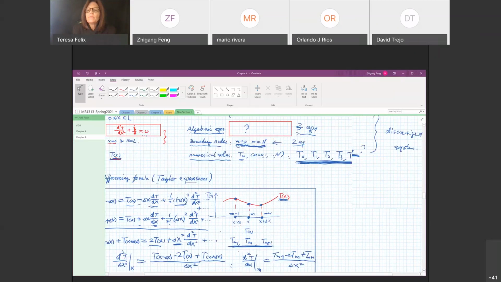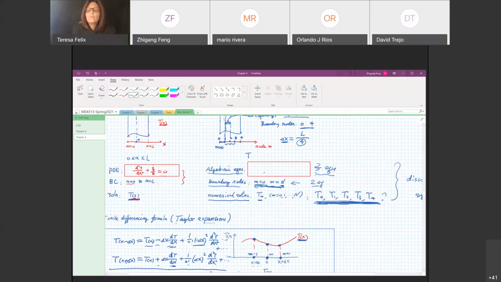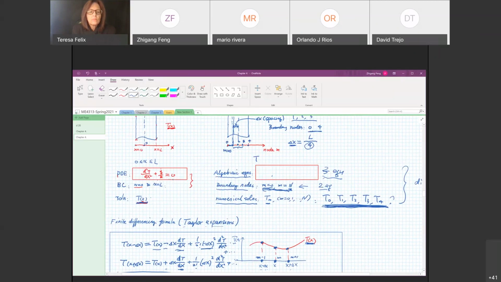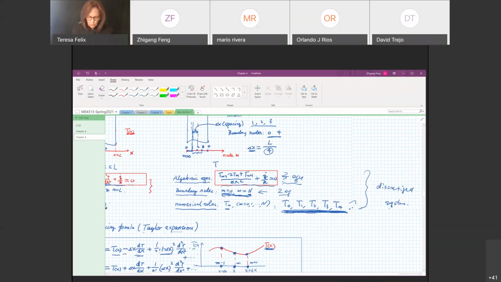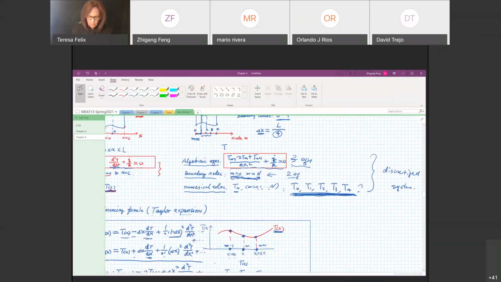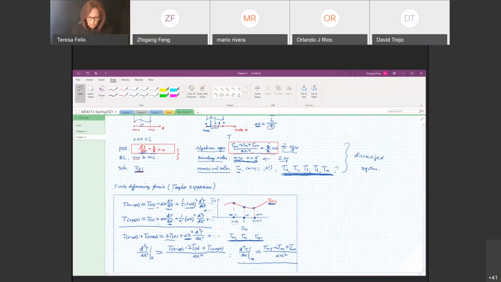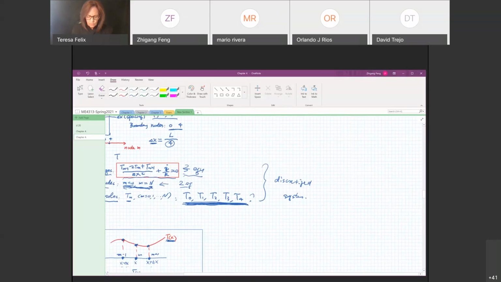So we found an equation for the second order derivative. Now let's go back to this question. What will be the algebra equation for this partial differential equation? We just replace the second order derivative using the result we found. That's the second order derivative plus q dot over k equal to 0. You see, that's an algebra equation connecting the temperature at each node point. Okay, and then now we have the 3 equations for the internal node.